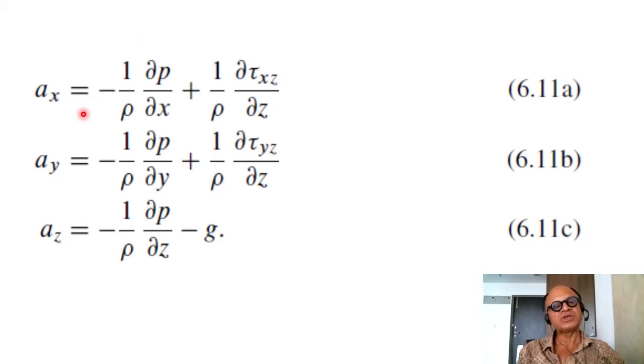So acceleration in the x, then minus 1 over rho dp dx plus 1 over rho del tau xz del z. Ay is minus 1 over rho del p del y plus 1 over rho del tau yz del z. And in the z direction we have minus 1 over rho del p del z minus g.